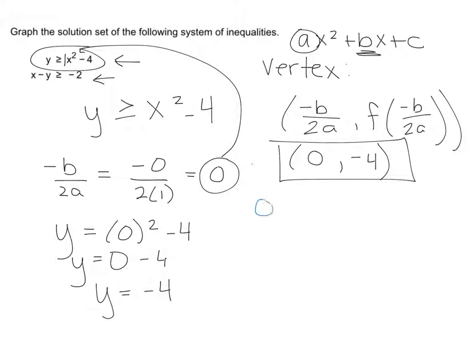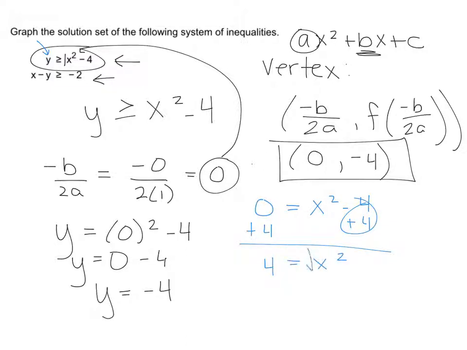So we have 0, because I'm substituting a 0 for y. So 0 equals, and I'll change the inequality to an equal sign because I'm solving. So 0 equals x squared minus 4. I can add 4 to both sides, and you get 4 equals x squared.